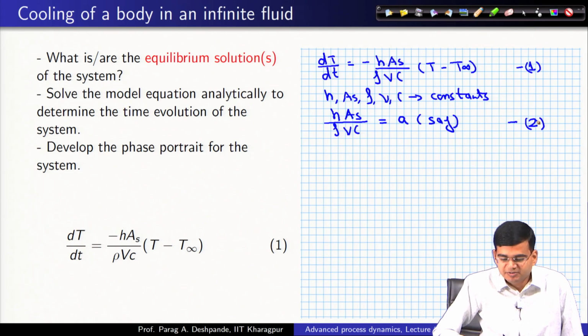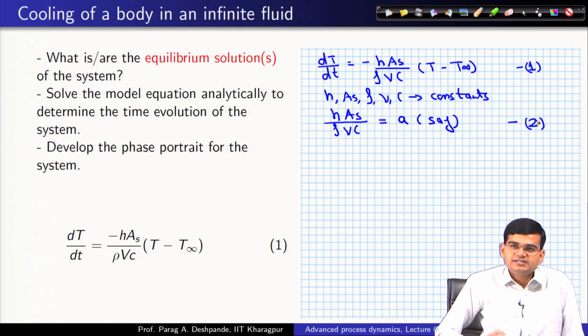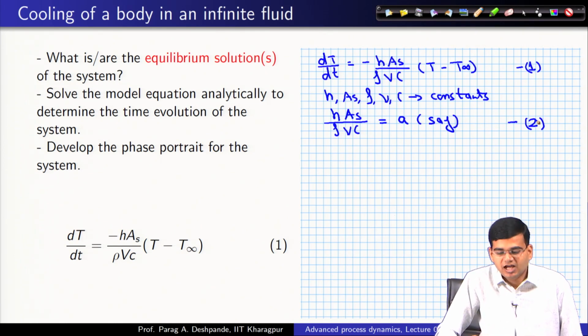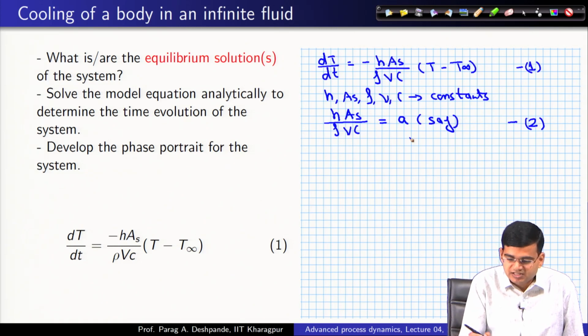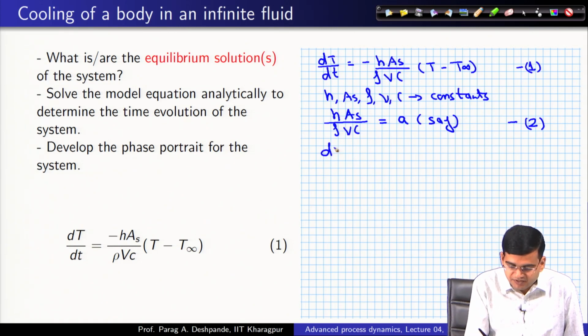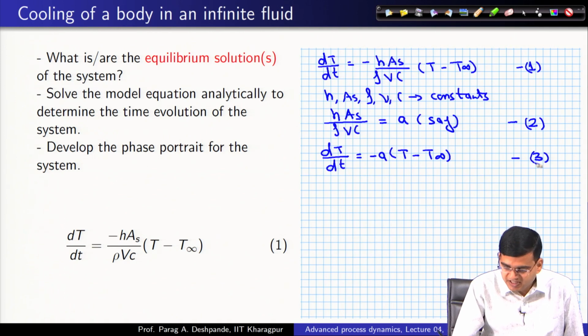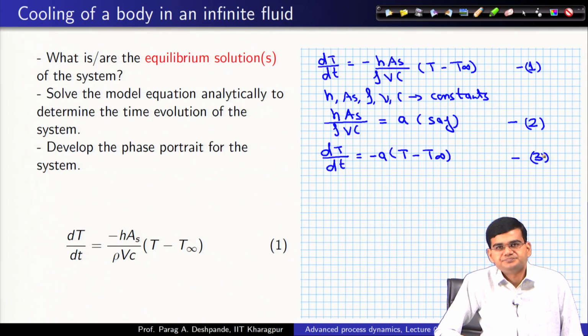So, if I know the relationship between these constants and A, then I can say that, for example, if heat transfer coefficient increases, the value of my constant A will increase. If the density increases, the value of my constant A will decrease, and so on. So, for the sake of mathematical convenience, I will replace these constants with a simple constant A, making my model equation dT by dt is equal to minus A times T minus T infinity. Okay. This has been done just for the sake of mathematical ease. It is not going to change any of our results.